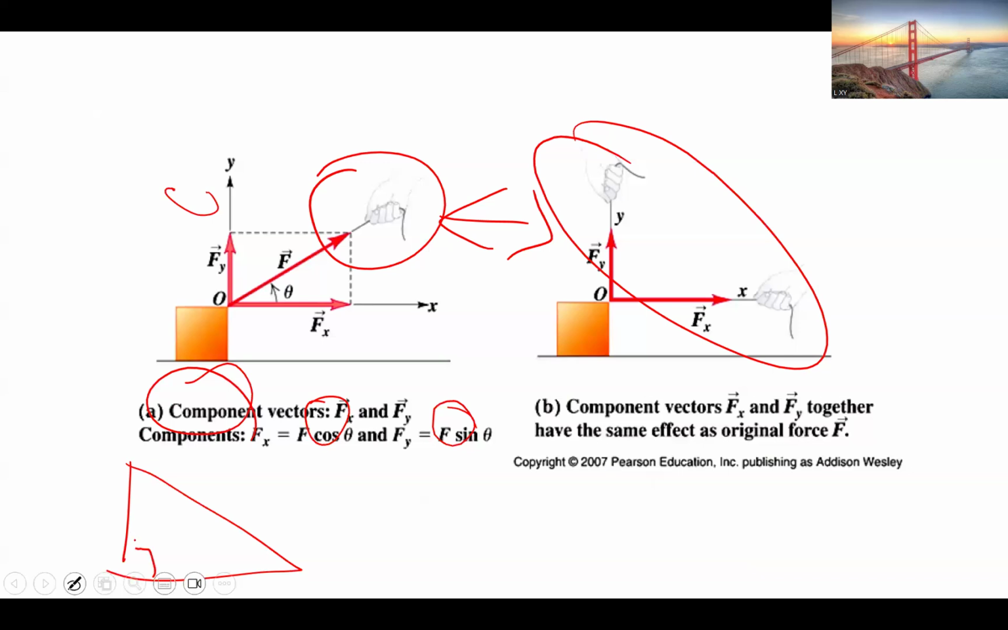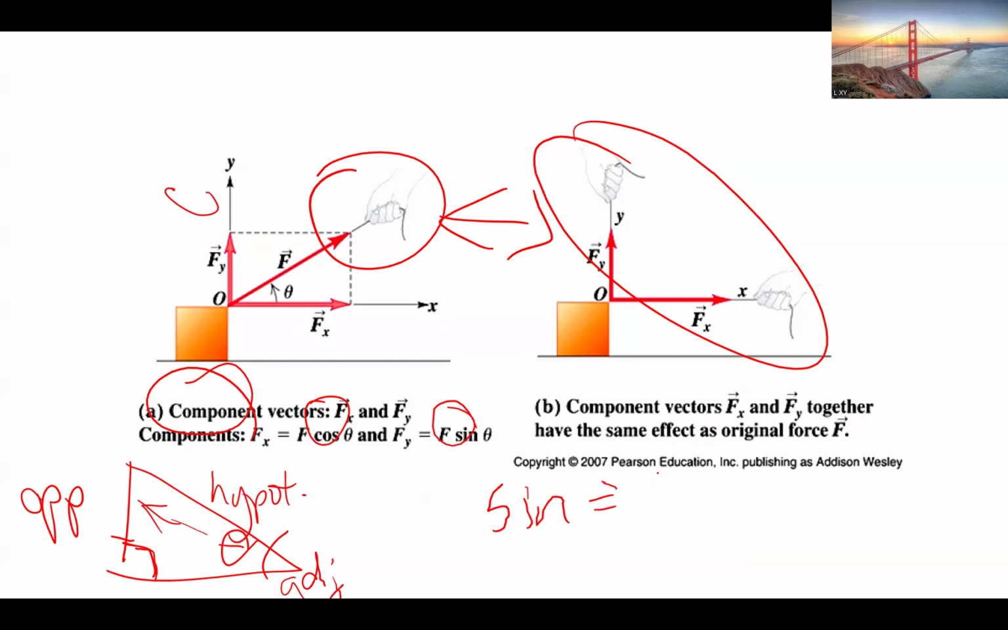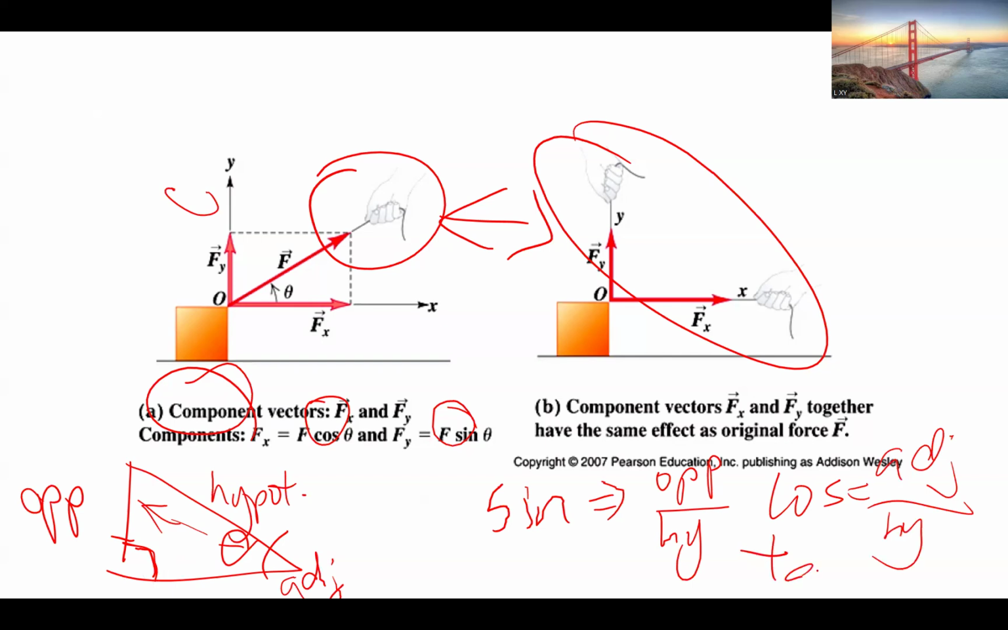In a right angle triangle, let's say this angle is called theta. This side is called the opposite side because it's opposite to the angle. This side is called the hypotenuse, and this is the adjacent side. Sine is opposite over hypotenuse, cosine is adjacent over hypotenuse, and tangent is opposite over adjacent. Okay, so just a little bit on trigonometry.